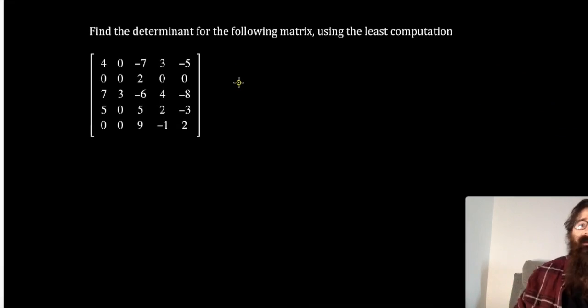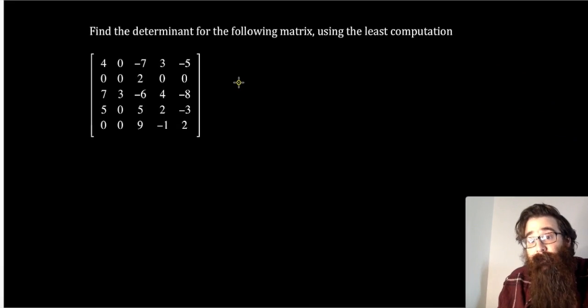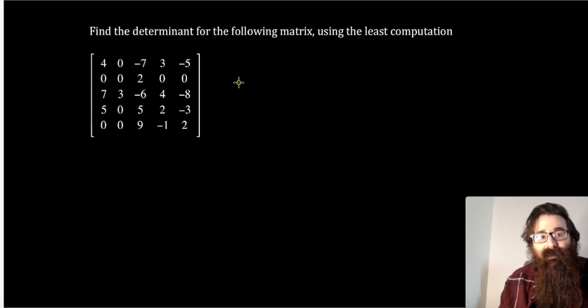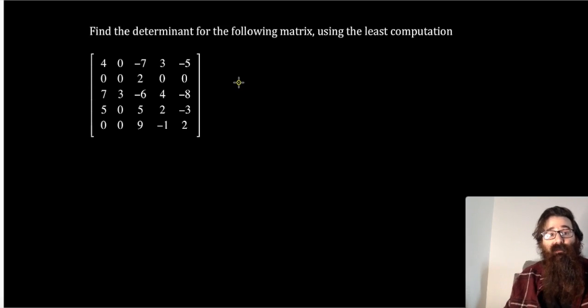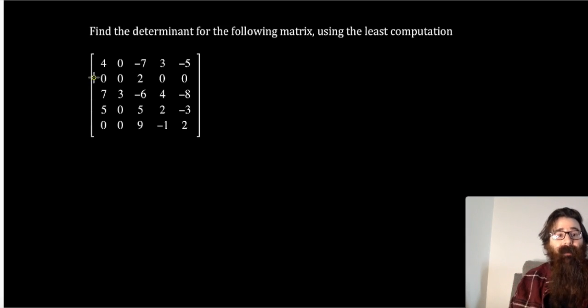Take a deep breath, get that slice of pizza if you got it, and let's find the determinant of this. What is this, a 5 by 5? Kind of scary, but let's do it. Let's try to use the least amount of computation. I already can sort of spot it. It looks like the second row or the second column is going to be my best bet. Let me use the second column here.